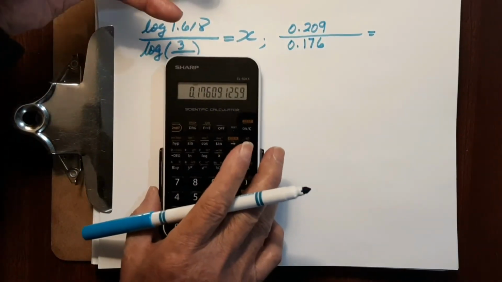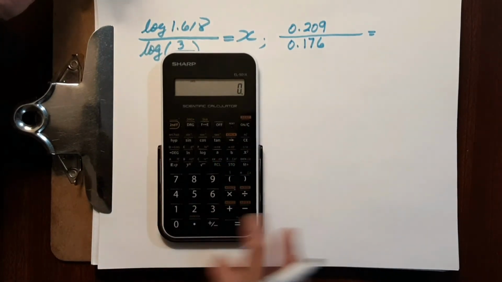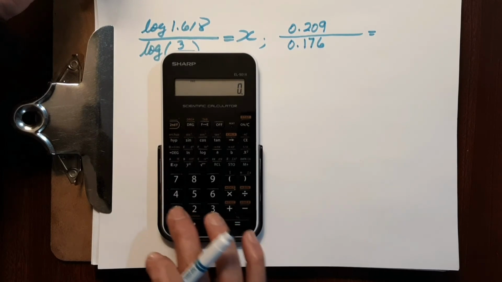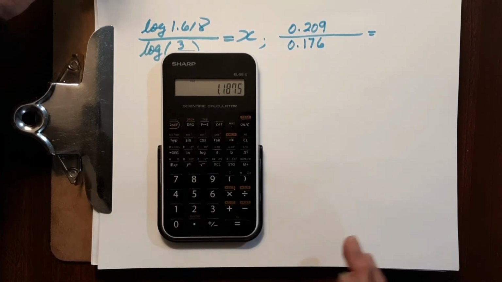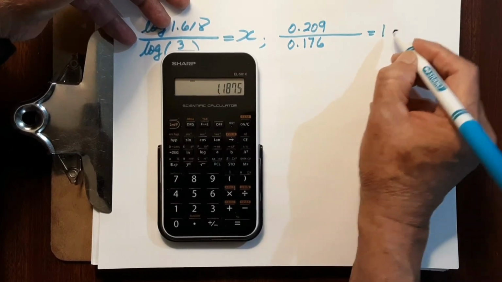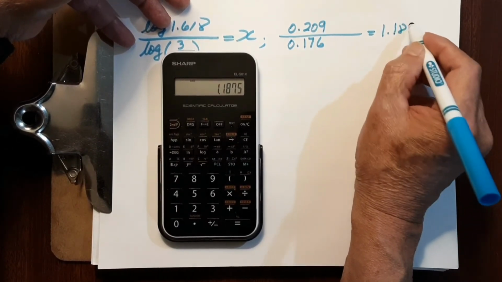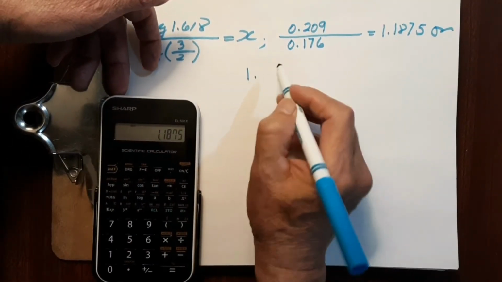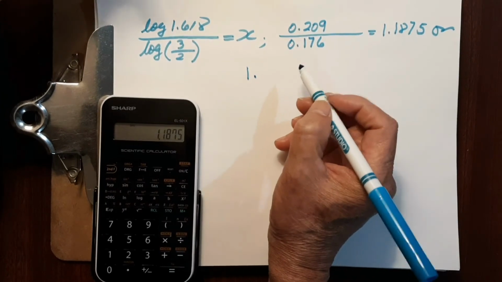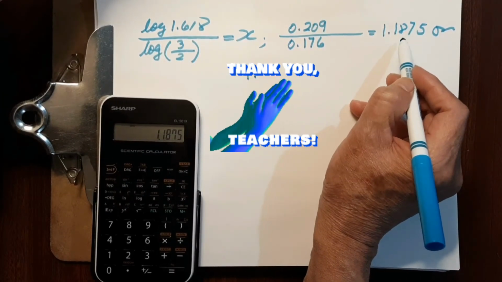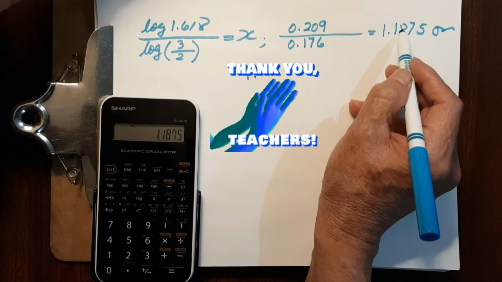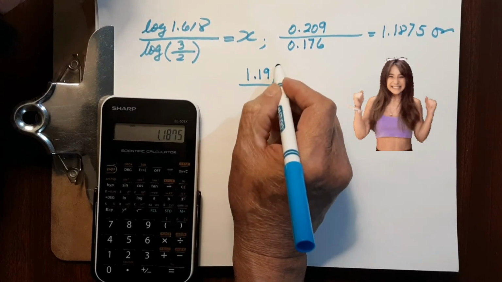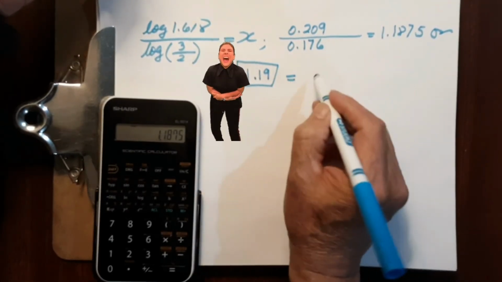Now we divide it. Now we have the logs, we divide this by this, step by step. 0.209 divided by 0.176, and we got 1.1875, or say we get it to 2 digits, 1.19. And this is the solution. This must be equal to x.